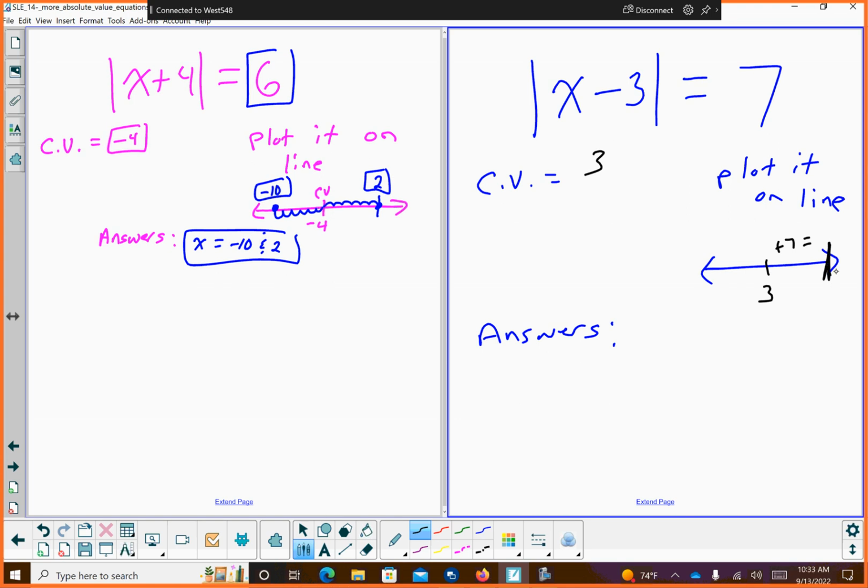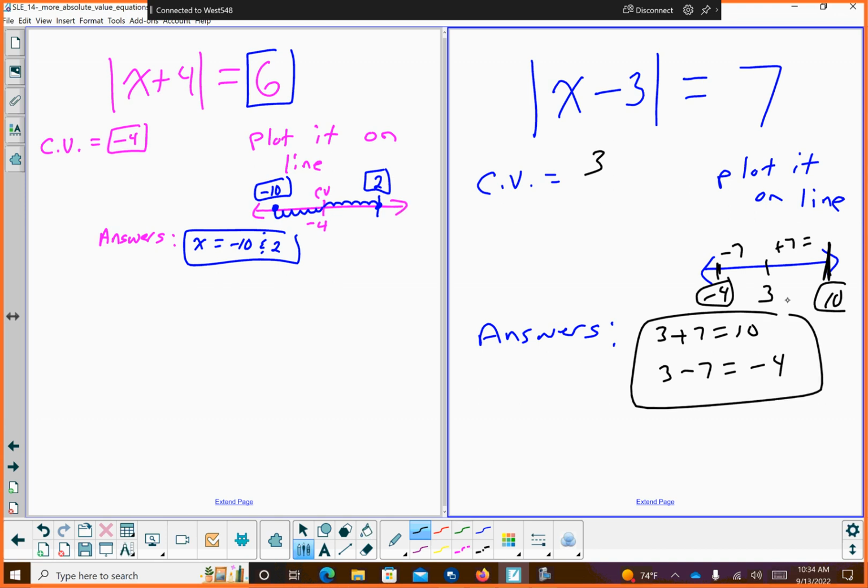3 plus 7 is? 10. And then I go minus 7. So what I'm basically doing is I'm going 3 plus 7, giving me 10, and I'm going 3 minus 7 to get? Negative 4. Good. There's my answers.